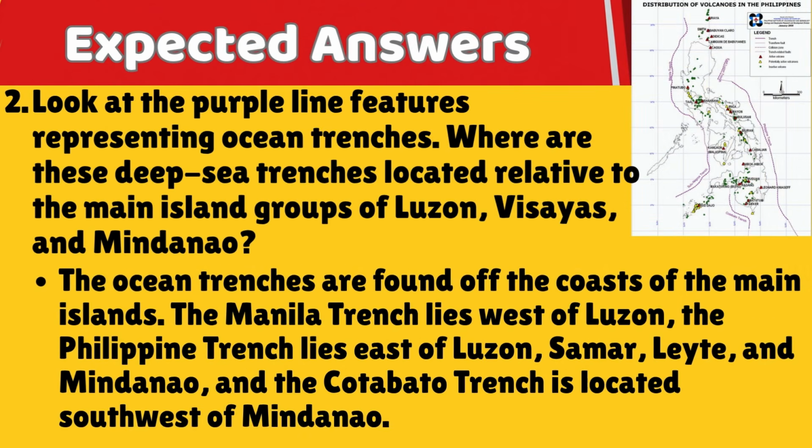Number 2: look at the purple line features representing ocean trenches. Where are these deep sea trenches located relative to the main island groups of Luzon, Visayas, and Mindanao?